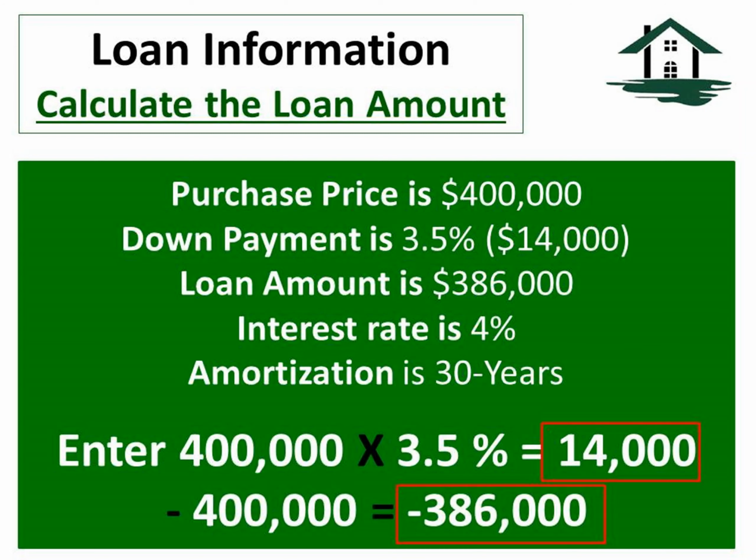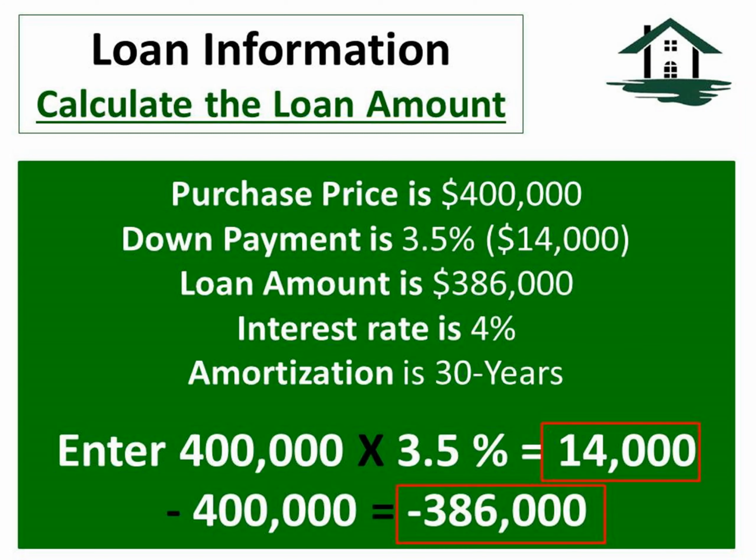period. For practice, let's create a loan scenario by making the following assumptions. The purchase price is $400,000. The buyer is putting down 3.5%. This gives us a loan amount of $386,000. The interest rate is 4%, and this loan will be amortized over 30 years.